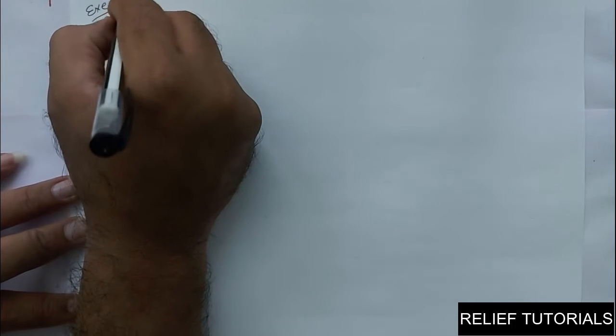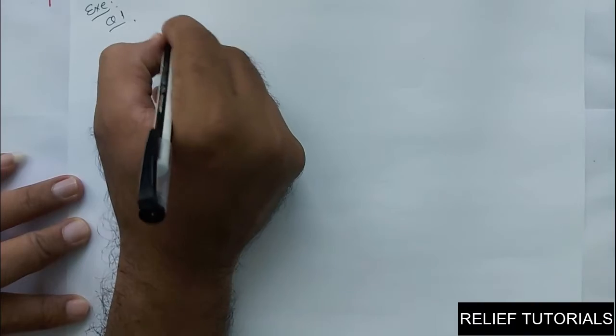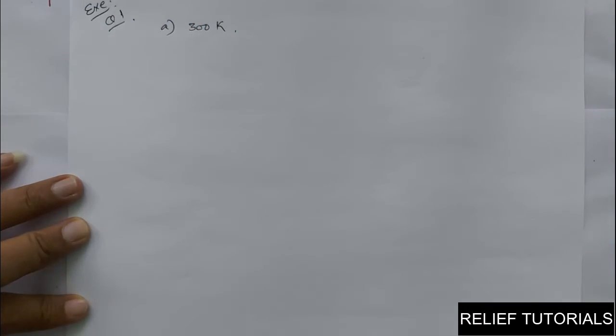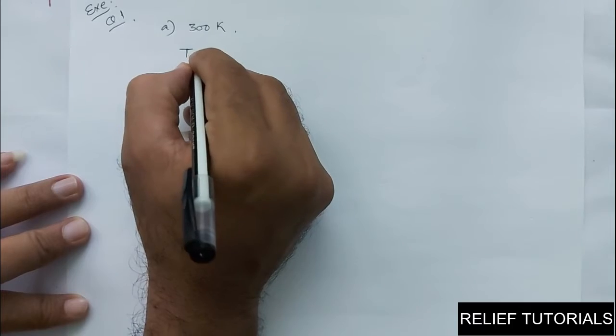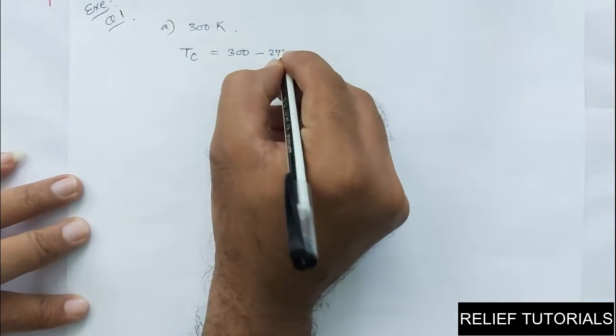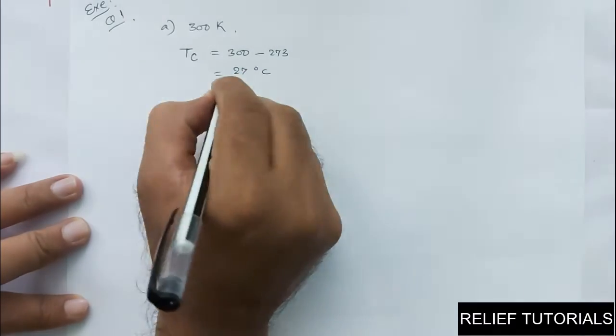Exercise question number 1. In that A, 300 Kelvin. You can convert Kelvin scale into Celsius scale by subtracting 273 from that. So temperature in terms of Celsius is equals to 300 minus 273. That will be 27 degree Celsius.